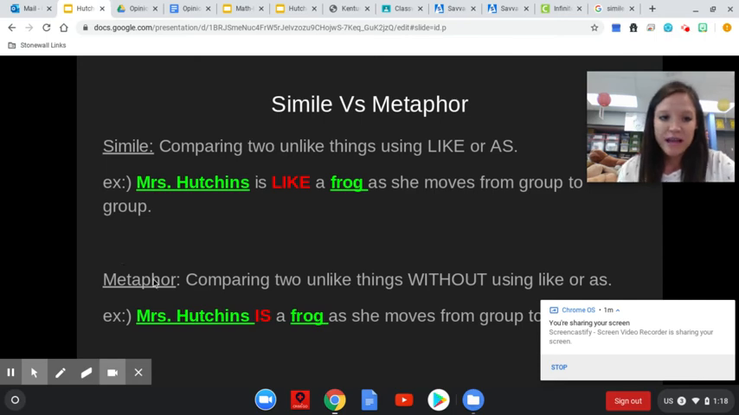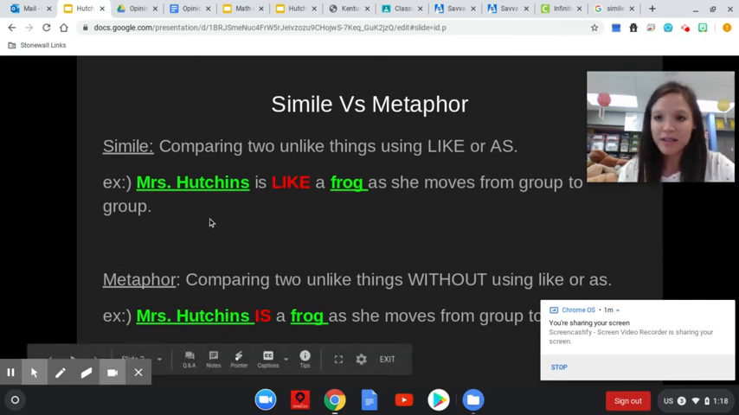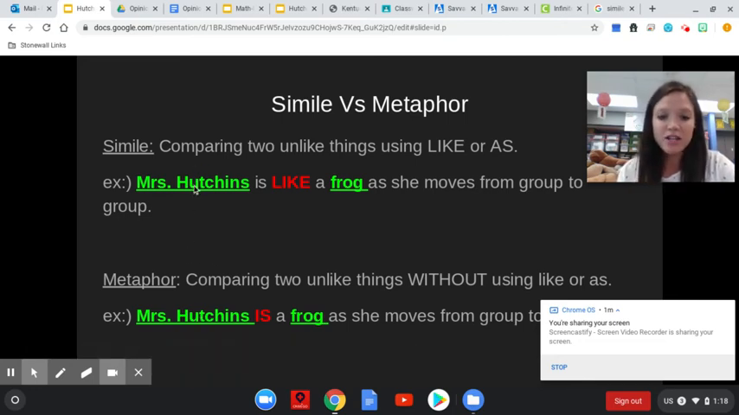So, for example, I took the same simile that I used above and I made it a metaphor. So instead of saying Miss Hutchins is like a frog, I now said Miss Hutchins is a frog as she moves from group to group. So that big difference there is I'm saying something is like, not like something else. I'm saying it is something else. So Miss Hutchins is a frog. And using these types of figurative language will make your writing more interesting.